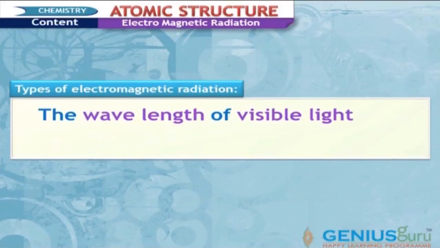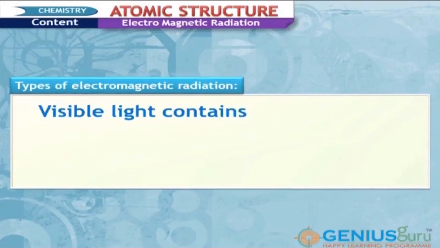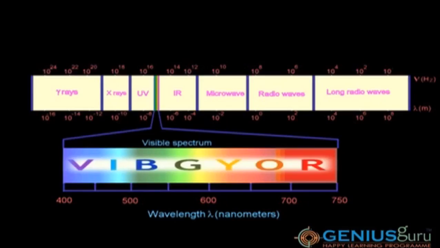Now, what is the wavelength of visible light? The wavelength of visible light is 380 nanometers to 760 nanometers. As we have already discussed, visible light contains 7 colors, VIBGYOR. These are the different colors, violet, indigo and so on, red. These colors have wavelength starting from 380 nanometers for violet, and the final red has 760 nanometers as the wavelength.